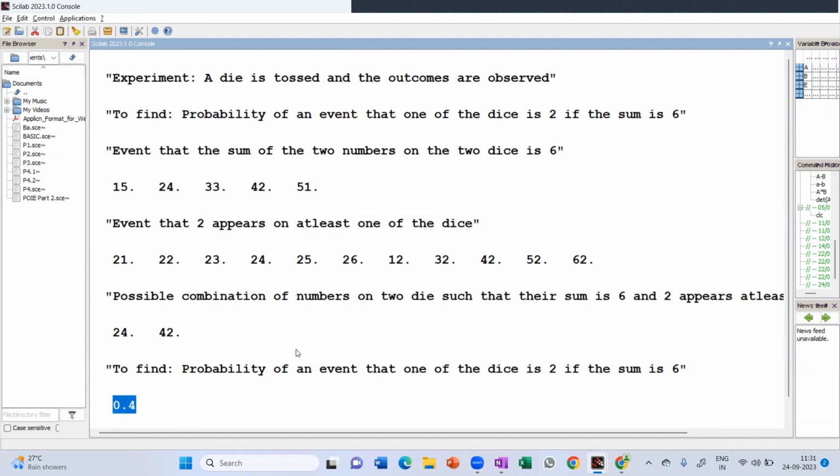I hope you have understood this code and made the corrections accordingly so that you can get the output on your Scilab console window when you execute.